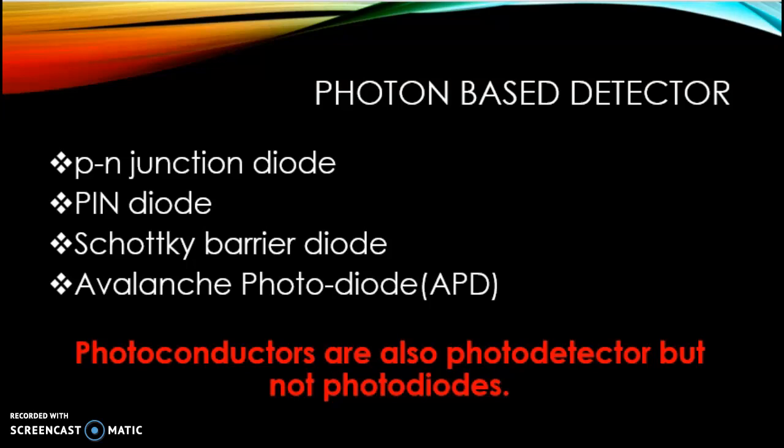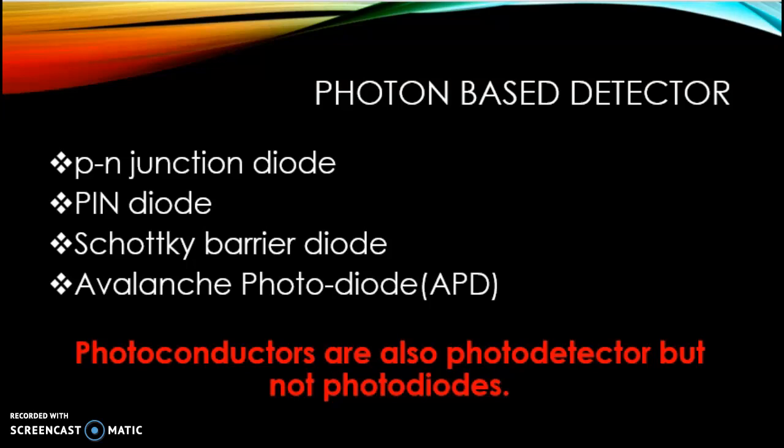These are some photodetectors which are photon based: PN junction diode, pin diode, Schottky barrier diode, avalanche photodiode, in short APD. Photoconductors are also photodetectors, but not photodiodes. Is it clear? Photoconductors are also photodetectors. It means photoconductors can also detect light, but they are not photodiodes.